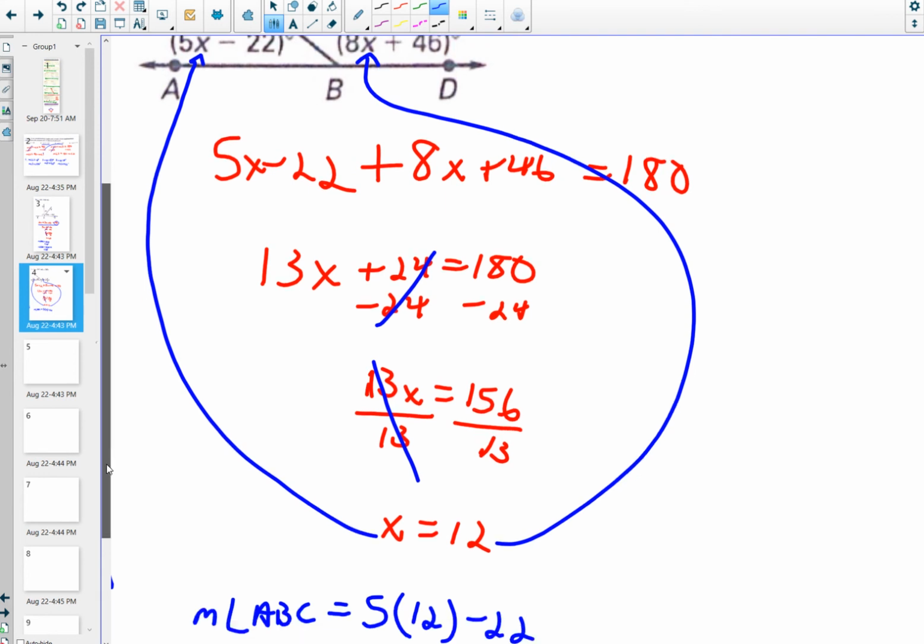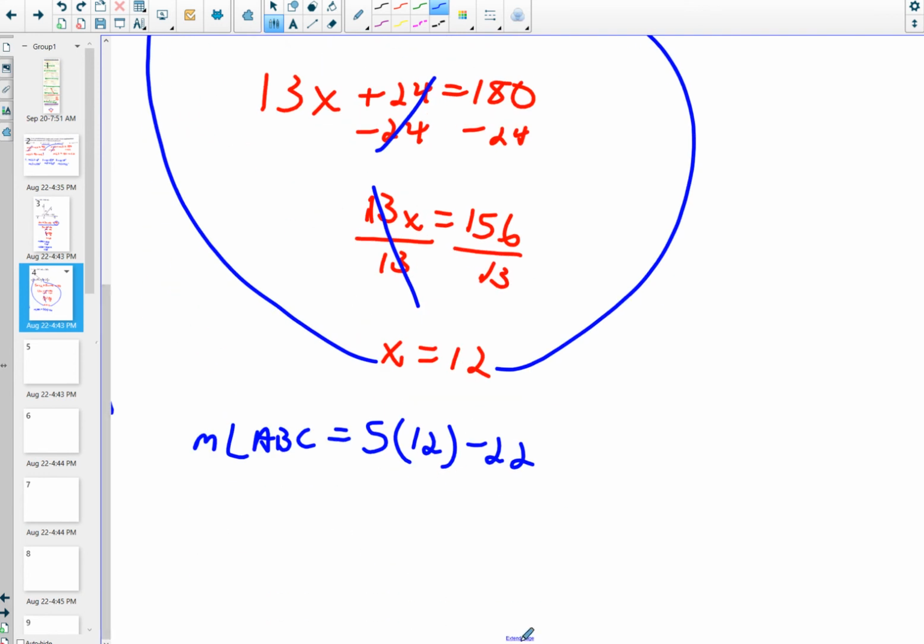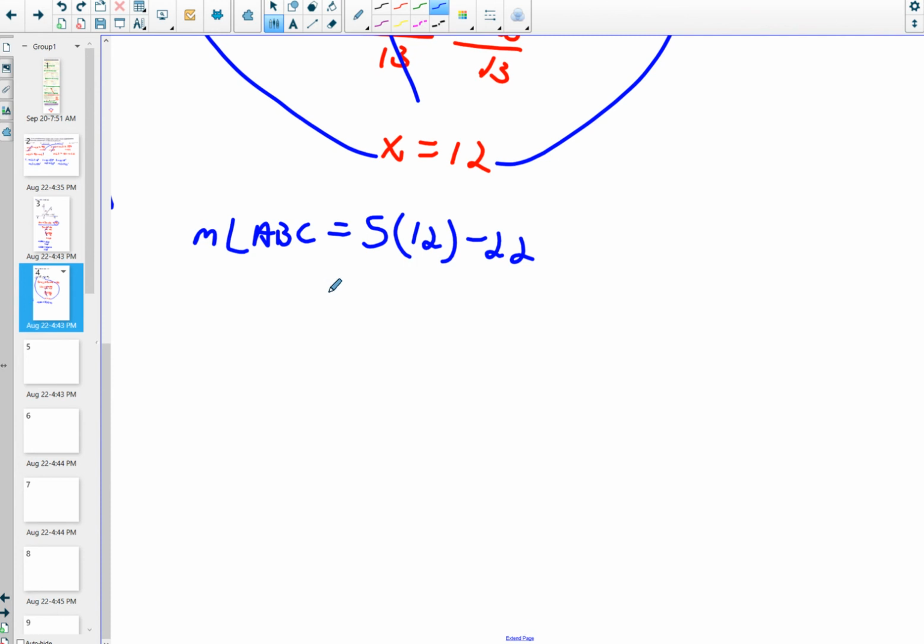So ABC is 60. 60 minus 22, which is... Wait, don't you divide 12 by 5? No, I want to multiply. 5x means times. 38. You okay, Zara? No.